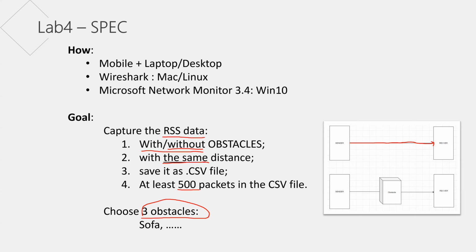And you are also required to capture at least 500 packets in the CSV file. But of course, you need to filter the packets before you save it as a CSV file. So you may capture, let's say, maybe 10,000 packets, and then apply the filter. Then you have like 500 packets and save it as a CSV file. Because we are going to use these 500 packets to help us generate the graph in the report.